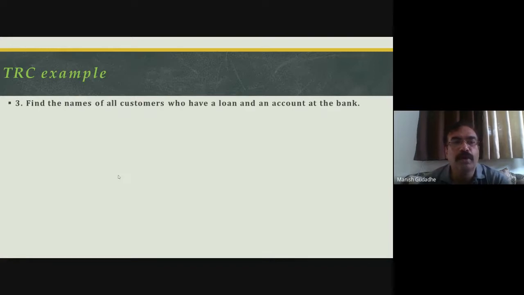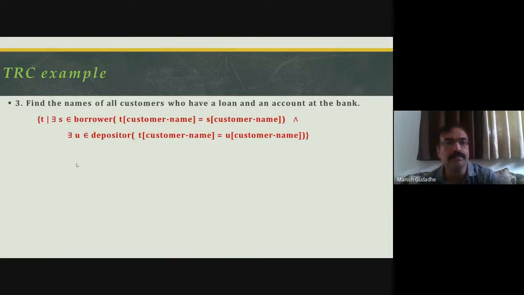Find the names of all customers who have a loan and an account at a bank. In SQL, we can use the intersection operation here, since we need both a loan and an account. Or we can write it without the intersection operation. You know how to write it. I'll go directly for the expression of this.